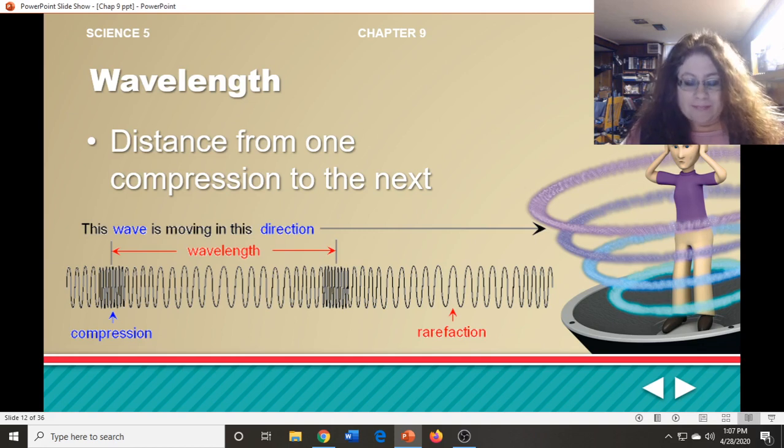Frequency and speed. Sound waves cannot be seen, but they can be measured. The distance from one compression to the next is called a wavelength. So, when you look at the screen, you see from one compression to the next is called a wavelength, and it is marked there on the PowerPoint for you as well. Please highlight that in your book. The distance from one compression to the next is called a wavelength.